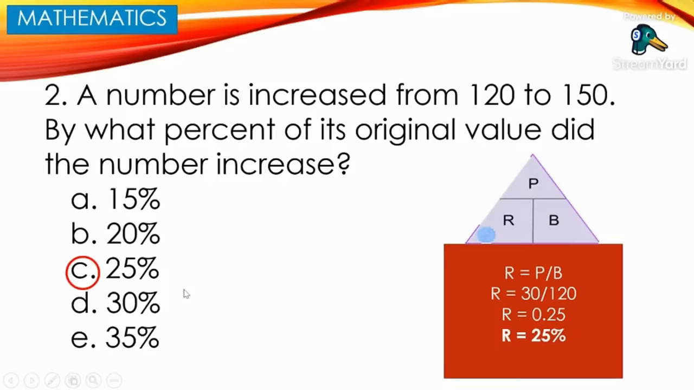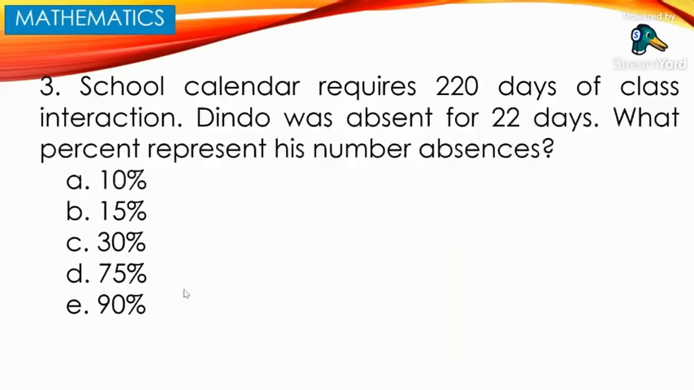Okay, so the correct answer po is letter C. Okay, let's have problem number 3. The school calendar requires 220 days of class. Dindo was absent for 22 days. What percent represents his number of absences?